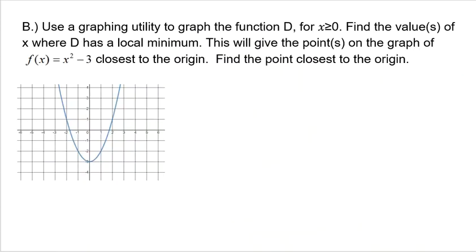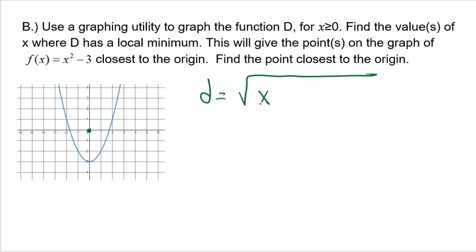So now it says use a graphing utility to graph the function d for x greater than or equal to 0 and find the values of x where d has a local minimum. Now this will give the points on the graph of the function x² − 3 closest to the origin. And then it says actually find the point closest to the origin. All right, I'm assuming at this point you're probably a little bit confused. So let's track back.